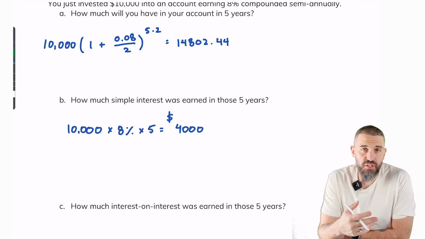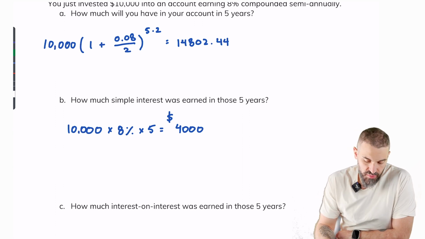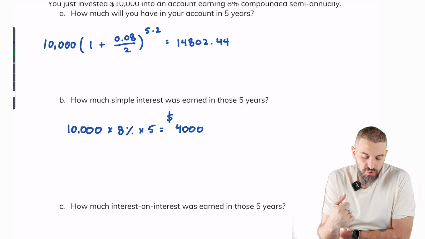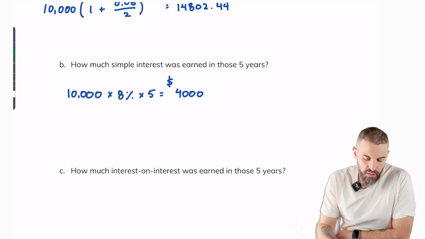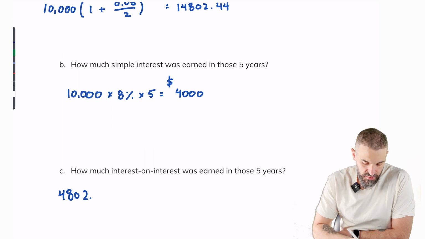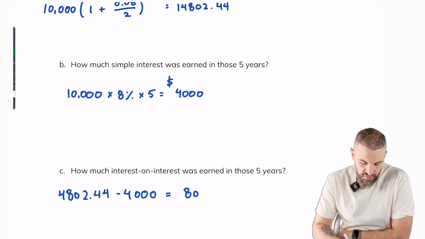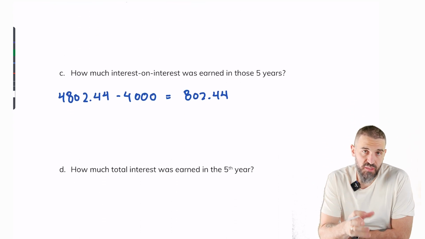For the third question, which is how much interest on interest is earned, you want to compare compound interest to simple interest. So we can see in the first part, in A, that if we used compound interest, our money grew to $14,802.44, meaning it grew by a total of $4,802.44. That was the total interest. And if I subtract from that $4,000 as my simple interest, it leaves me with $802.44 of interest on interest. So you just take the difference between compound interest and simple interest.